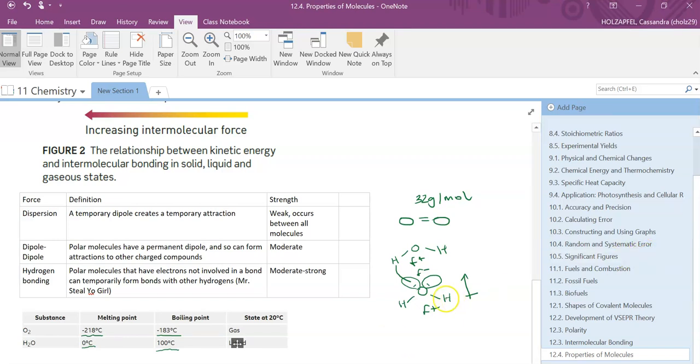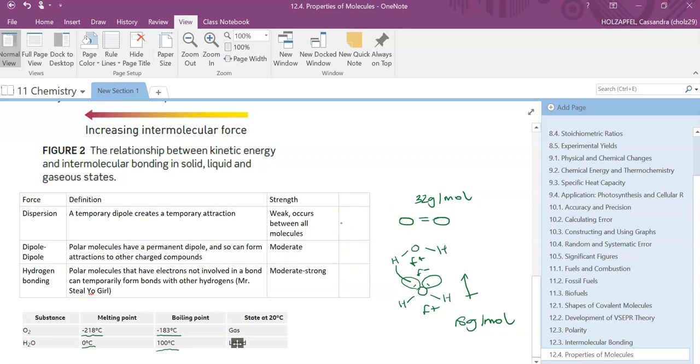Oh, actually, sorry. One more thing to mention, the mass of this molecule: oxygen is about 16 grams per mole and hydrogen 1 each. So that's going to make 18 grams per mole. So water is actually lighter than oxygen gas based on its molecular mass, but it's actually got a much higher melting and boiling point because of the dipole-dipole and hydrogen bonding that it has going on, whereas the oxygen gas only has the dispersion forces.